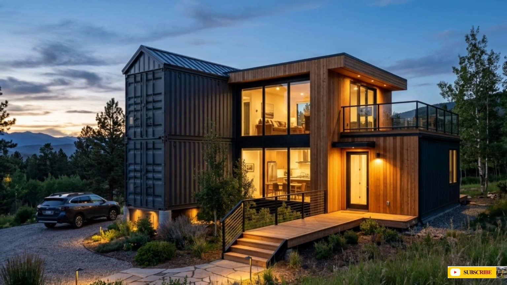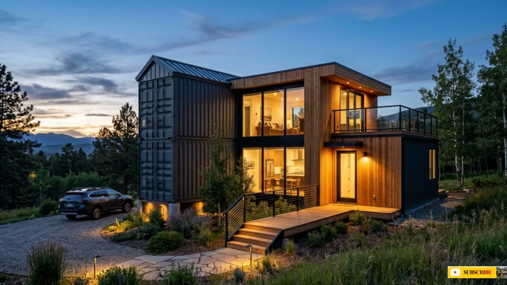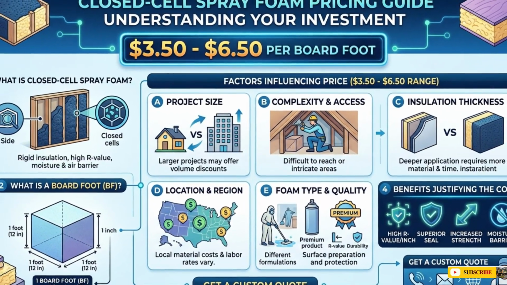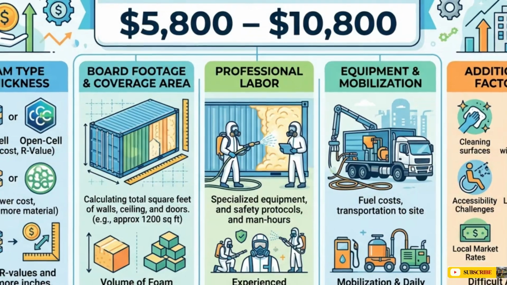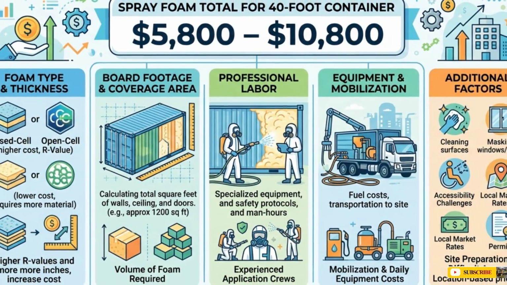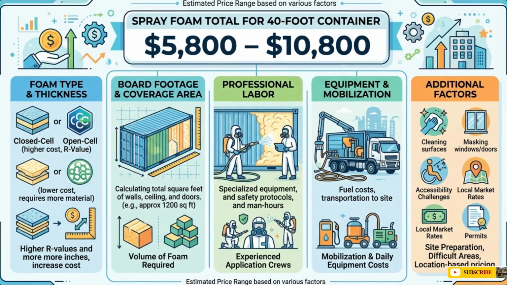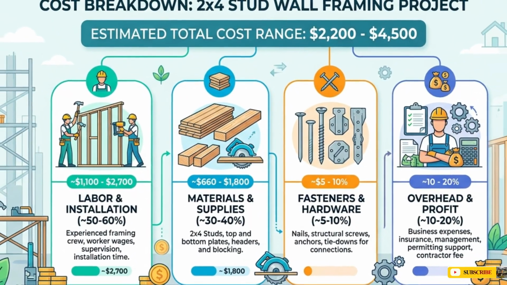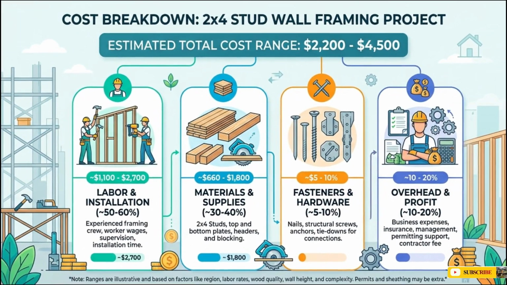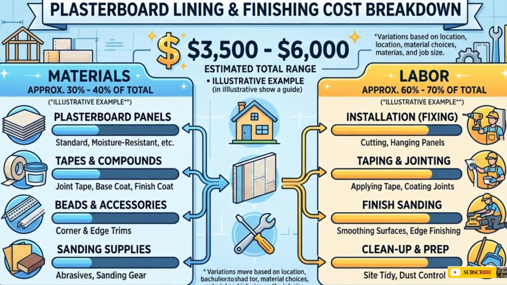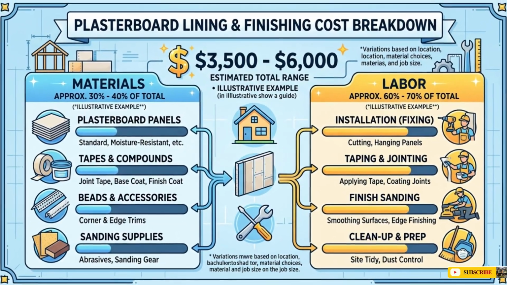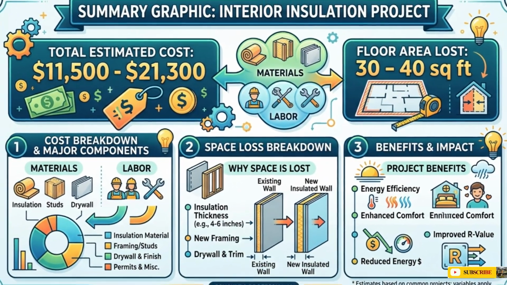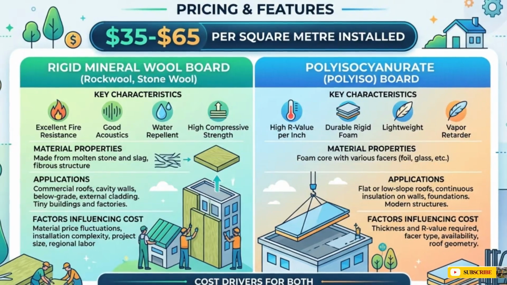Interior insulation system. Closed cell spray foam to all interior walls. $3.50 to $6.50 per board foot. For a 40-foot container interior wall area at 3-inch depth, $5,800 to $10,800. 2x4 stud wall framing to all 4 interior walls, $2,200 to $4,500. Plasterboard lining and finishing, $3,500 to $6,000. Interior insulation total, $11,500 to $21,300. Floor area lost, 30 to 40 square feet.